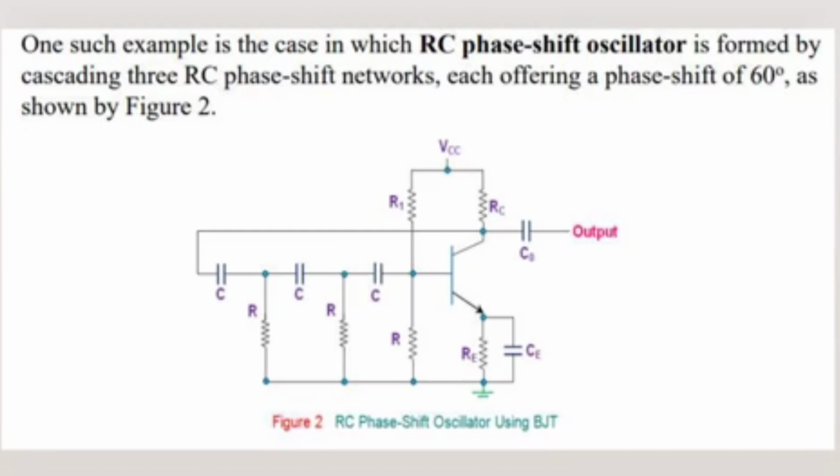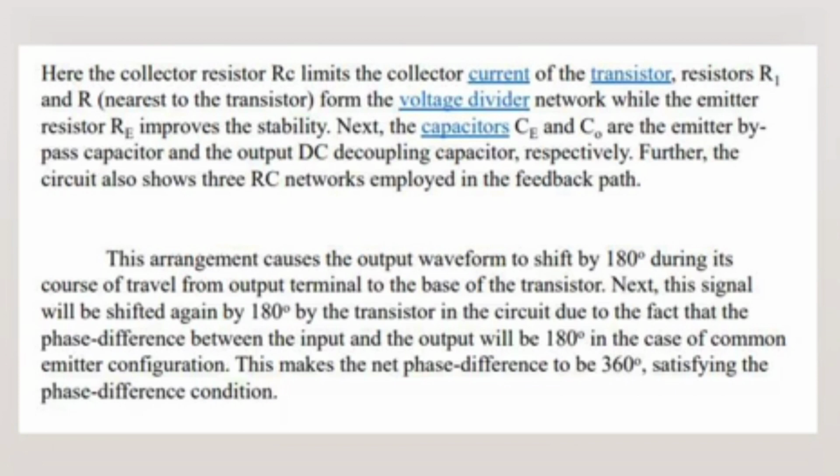Here, the collector resistor RC limits the collector current of the transistor, resistors R1 and R nearest to the transistor form the voltage divider network, while the emitter resistor Re improves the stability. Next, the capacitors Ce and C naught are the emitter bypass capacitor and the output DC decoupling capacitor respectively. Further, the capacitors also show 3 RC networks employed in the feedback path.